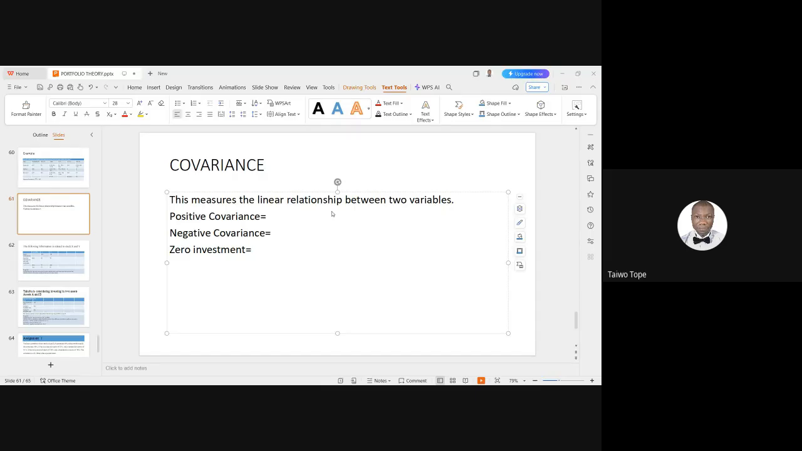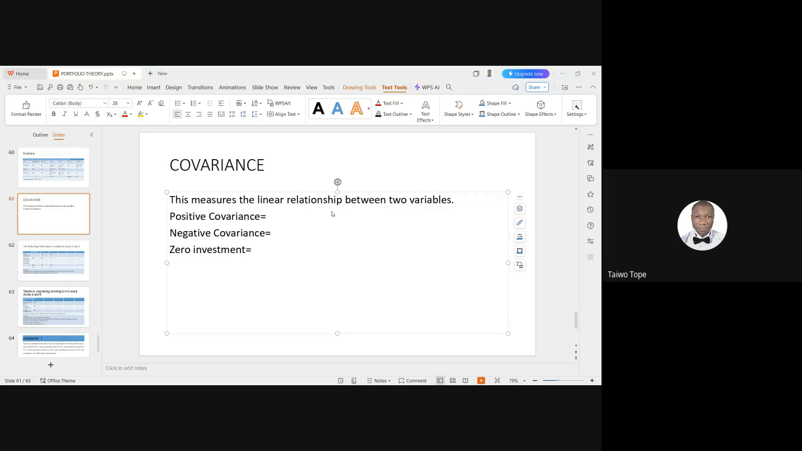Or you invest in cold drinks and in hot drinks. During the hot weather, the hot drink will not sell, but rather what will we sell? The cold drinks. During the cold weather, the cold drink will not sell. What will we sell? The hot drinks. So you can see when the sale of one is going down, the sale of the other will be going up. That is a case of negative covariance.